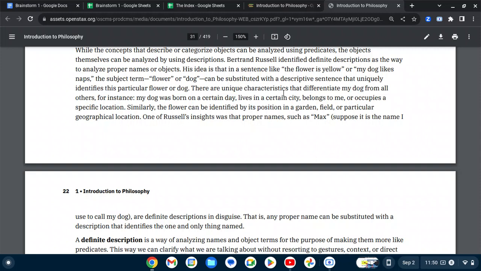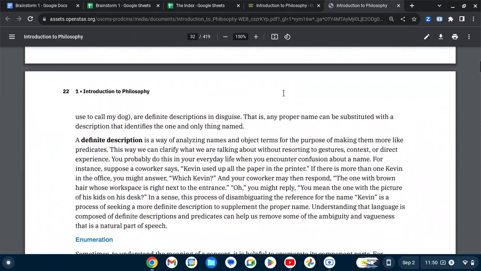There are unique characteristics that differentiate my dog from all others. For instance, my dog was born on a certain day, lives in a certain city, belongs to me, or occupies a certain specific location. Similarly, the flower can be identified by its position in a garden, field, or particular geographical location. One of Russell's insights was that proper names, such as Max, are definite descriptions in disguise. That is, any proper name can be substituted with a description that identifies the one and only thing named.